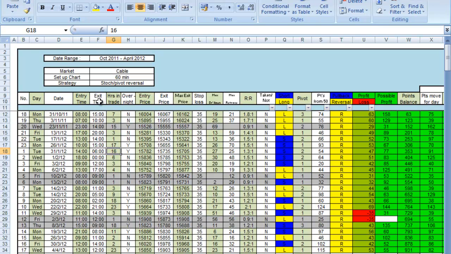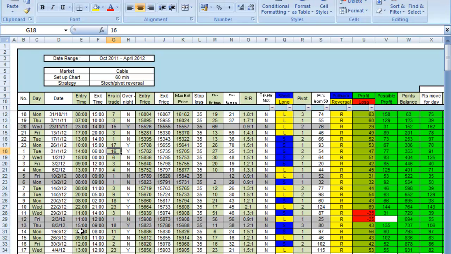Now, entry and exit time. One thing it doesn't tell you is the exit time, whether or not it was the same day or the following day. So I have hours in trade here, and just to confirm whether it ran overnight or not. Overnight, yes or no. The vast majority actually do run during the day, and some of these yeses where it has gone overnight have been fairly late on in the day.